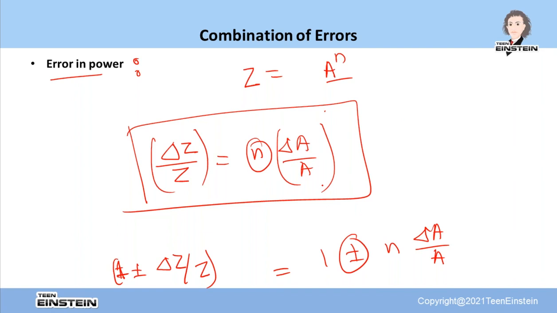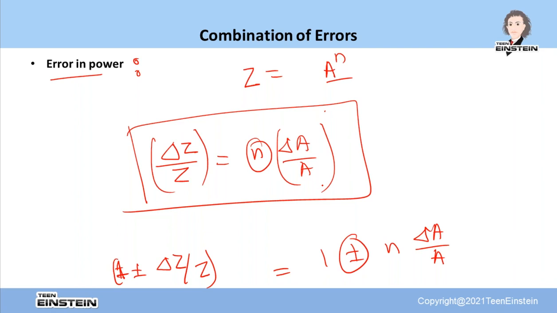Okay, so this is all. So the combination of errors we have learned. In case of summation, you have to take the summation of the absolute errors. In case of subtraction, you have to take the addition of the errors, not the minus in between. You have to take always positive. Why? To maximize the error.